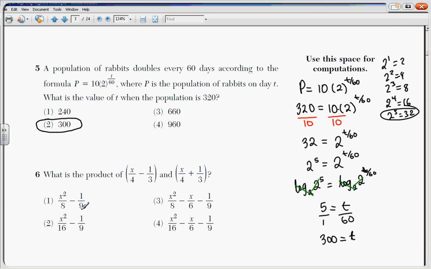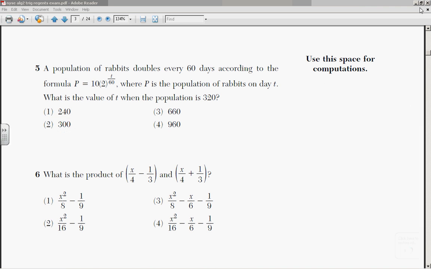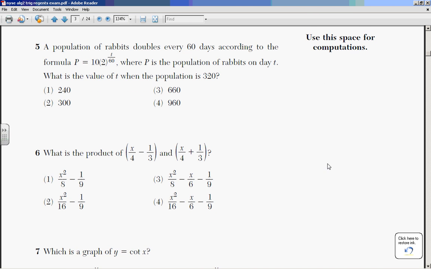All right, let's move on to question number 6. Question 6 says, what is the product of x over 4 minus 1/3 and x over 4 plus 1/3?